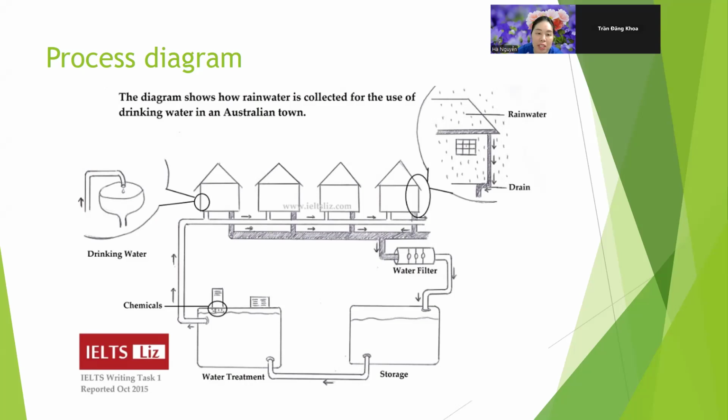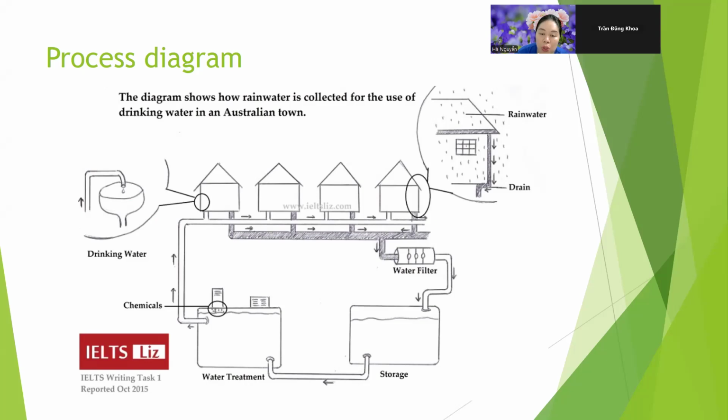So step one for a process diagram is you need to read and analyze the chart carefully to know what it shows and where the starting point and ending point are. Okay, so that's a key first step for process writing: understand the process diagram and choose the starting and ending point logically. Rainwater is collected for the use of drinking water. So we start at the top right corner with rainwater, move down to the drain, and end with drinking water. Now a tip for writing a process: number one, like I said, understand and choose the starting and ending point of the process.